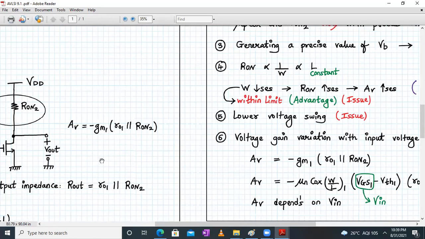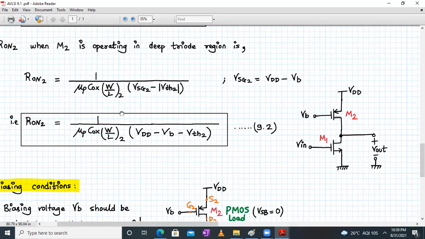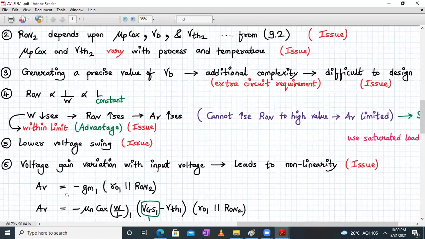Let us see that. R on, right? Yeah, as you can see, it's directly proportional to channel length and inversely proportional to channel width. Okay, let us see what point we are making over here. The point is that if you decrease the value of channel width, your R on will increase and your voltage gain will increase. But there is a limit. You cannot go on decreasing the value of channel width. It has to be within a limit. So one advantage over here is that R on can be increased by reducing W, and hence the gain can be increased. That's one advantage.